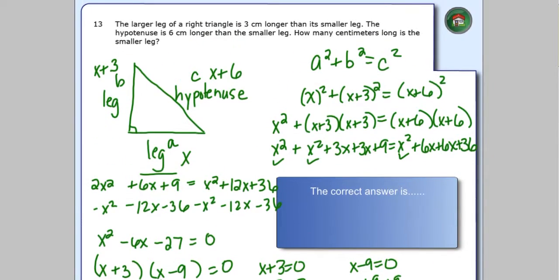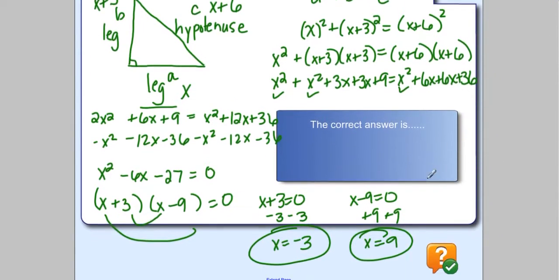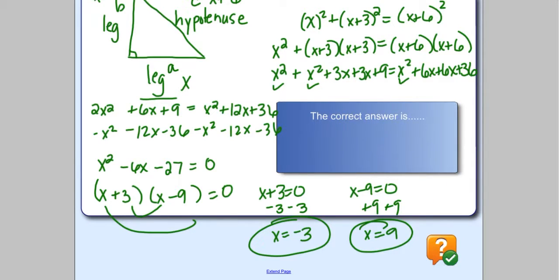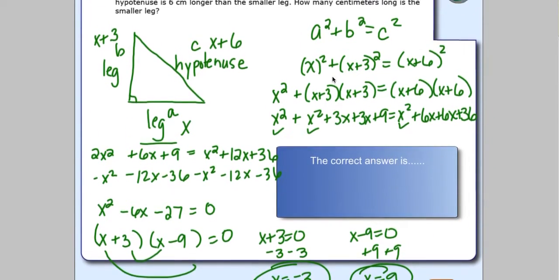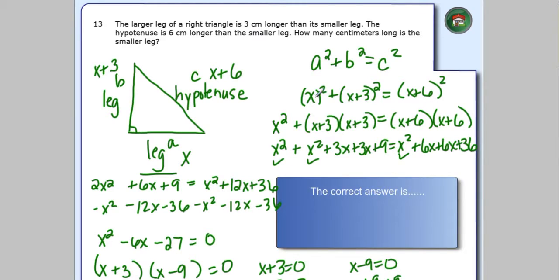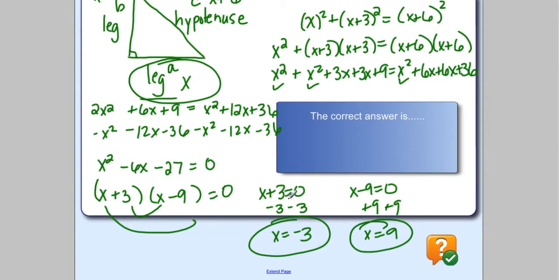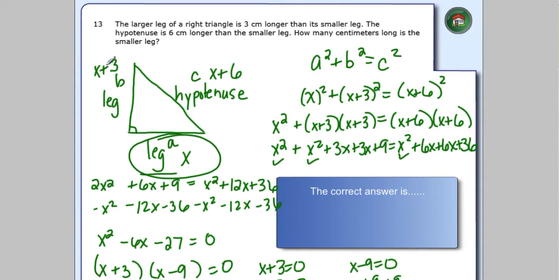It says find the length of the smaller leg of the triangle. Mathematically, this thing has two answers. Negative 3, if you put it in for x up here, would give you a true statement, and 9 would give you a true statement. But when I'm talking about the length of a leg, it would have to be positive. So this one would cancel out, and 9 would have to be the length of the smaller leg. If it asks you for the larger leg, you would just do 9 plus 3, and that would give you 12. So the answer to this is 9.